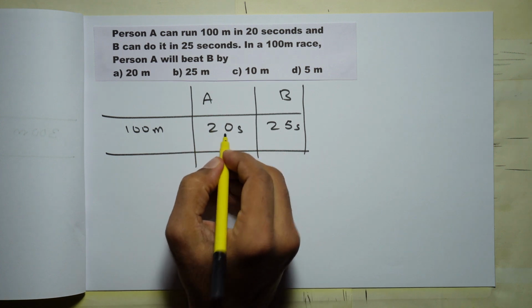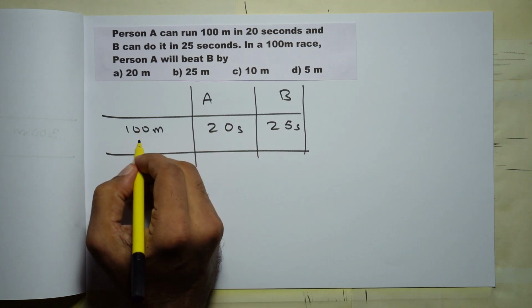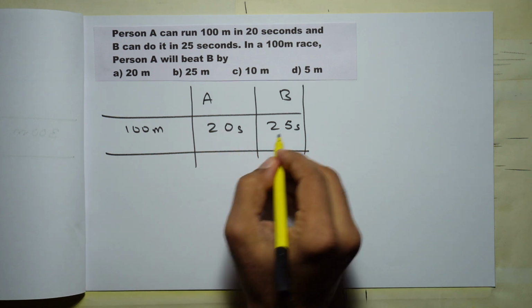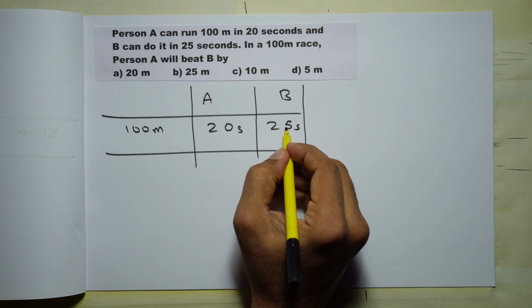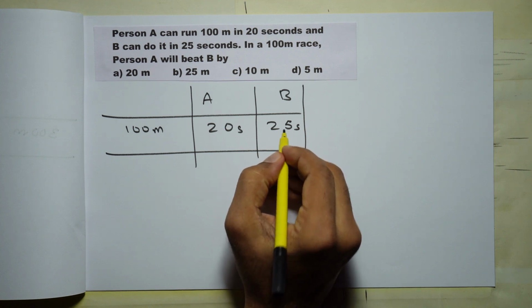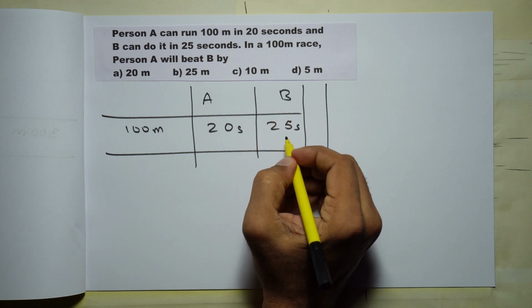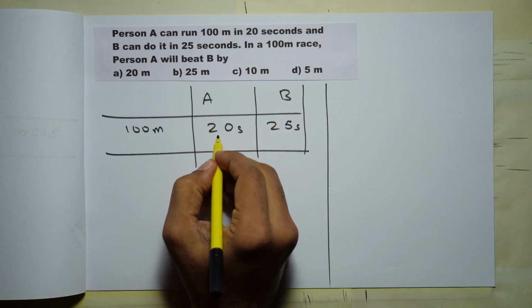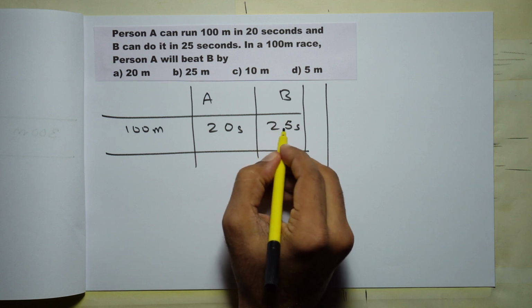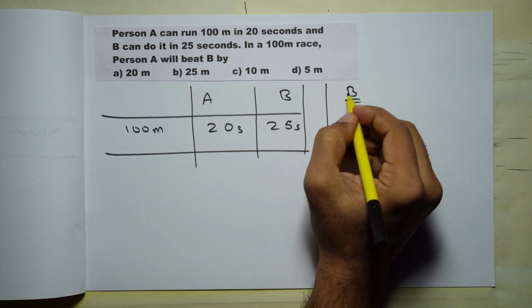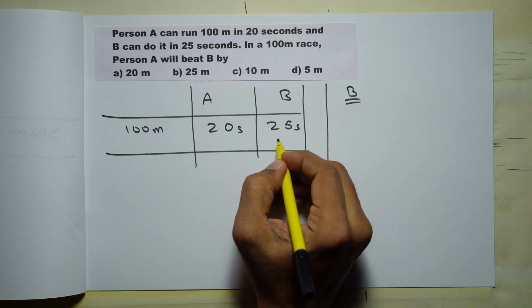Now in 20 seconds, A will complete the full 100 meters. And after A has completed his full race, B requires another 5 more seconds. So first of all, we'll just calculate the distance traveled by B in 5 seconds. After A has completed his race, B requires another 5 more seconds. So we'll calculate the distance traveled by B in the 5 seconds.